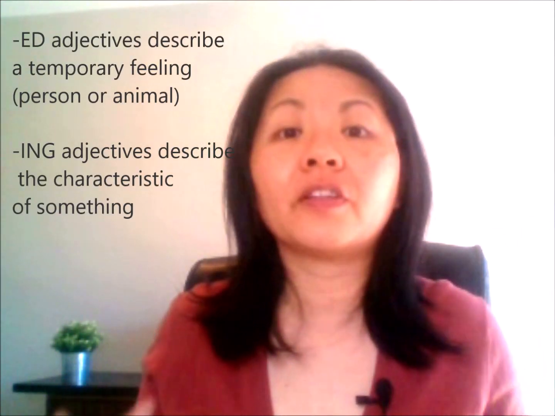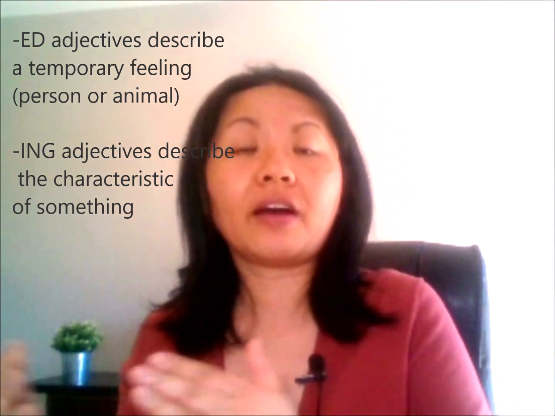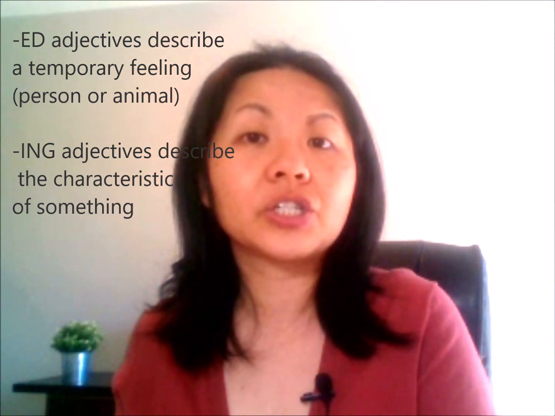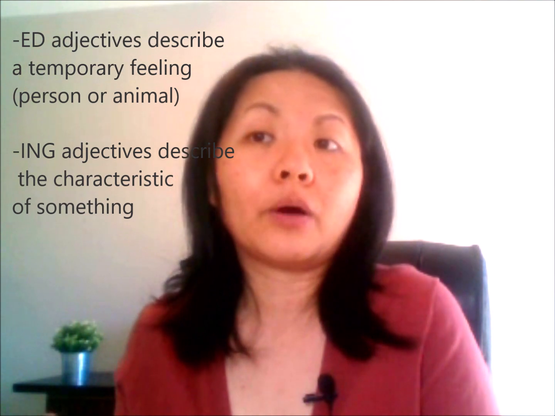On the other hand, the -ing adjectives like interesting, frustrating, annoying, these adjectives are describing a thing or a person or a situation that causes a feeling. So basically, these adjectives are describing the characteristic of something. Okay, so one is talking about our temporary feeling, and the other one, the -ing ending adjectives, are used to talk about or describe a characteristic of something.